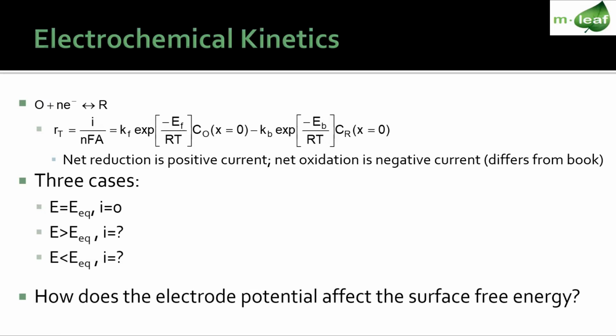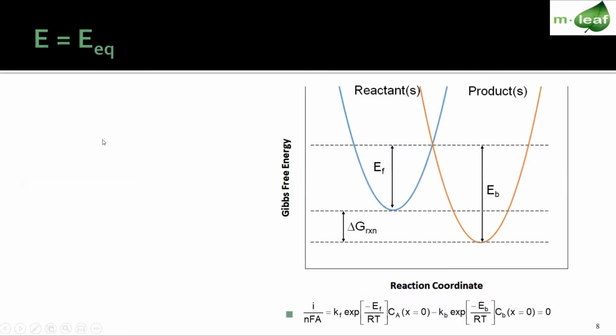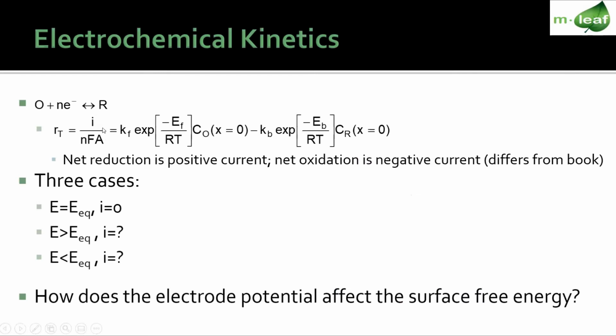And it turns out we can measure this directly using the current. And so we talked about, so current is coulombs per second. We defined n and F last time, right? n is the number of electrons in the reaction, F is Faraday's constant, and A here is the surface area. So this would basically give us moles per time per centimeter squared, for example.